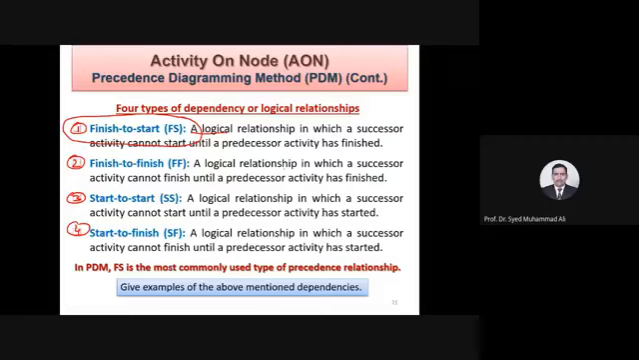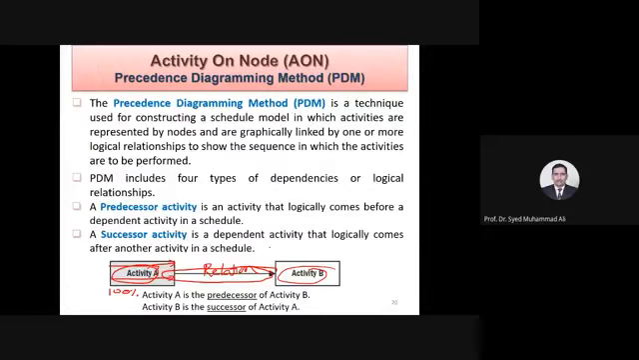A logical relationship in which a successor activity cannot finish until a predecessor activity has finished. Something may seem strange. Activity A is stuck at 90%. Activity B has already started somewhere in time. It is also stuck. It will not be able to finish. It cannot be 100% unless and until A gets 100%. You can think of examples. We can discuss that, but let me quickly go to the next one.